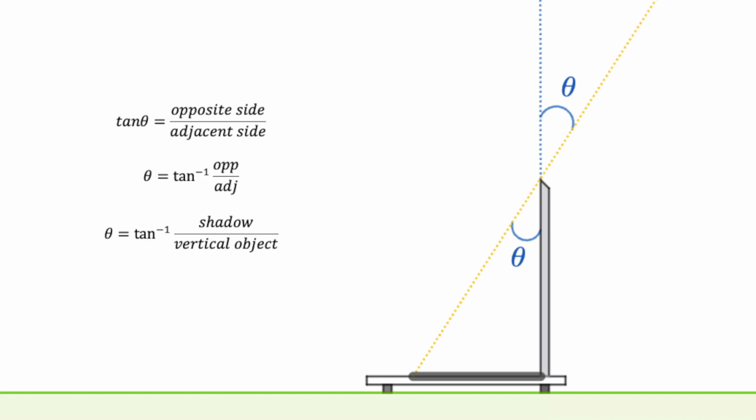length of the shadow, and then we can plug in the equation: tangent of the angle equals opposite side over adjacent side. We're solving for the angle. Angle equals tangent inverse of shadow over gnomon, the vertical object. And that gives you the angle offset of the sun in the sky.